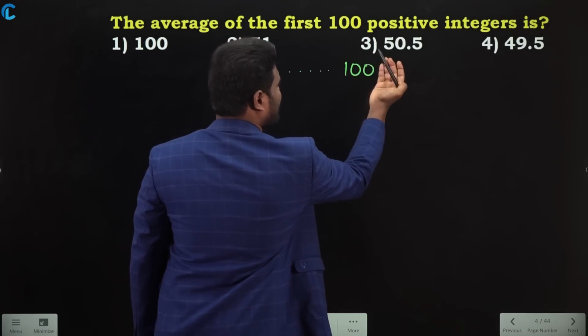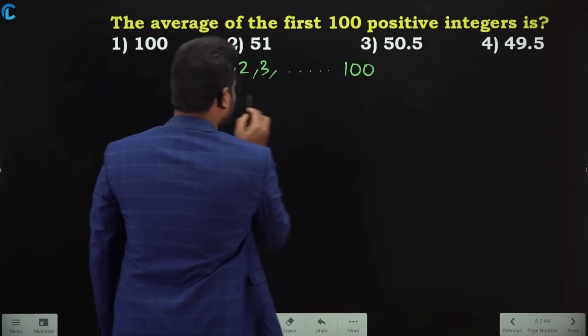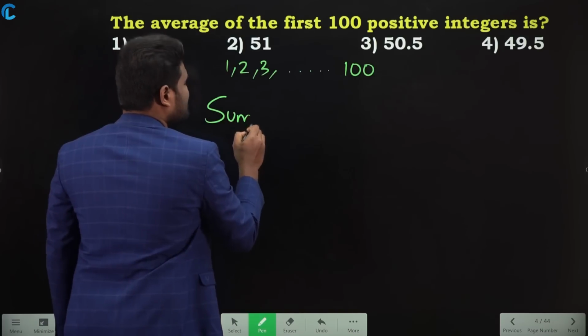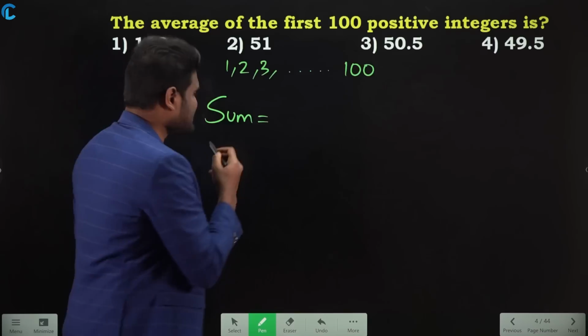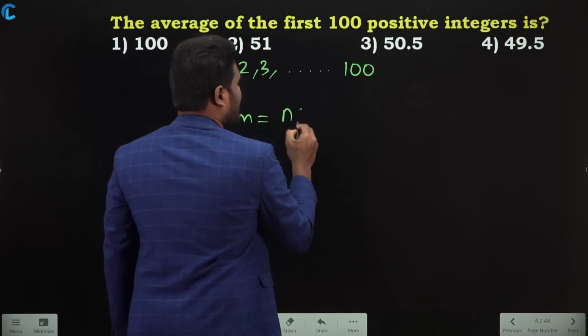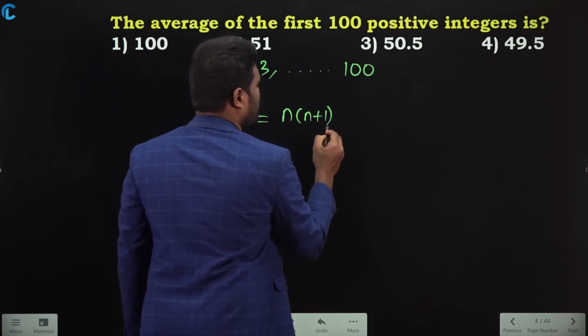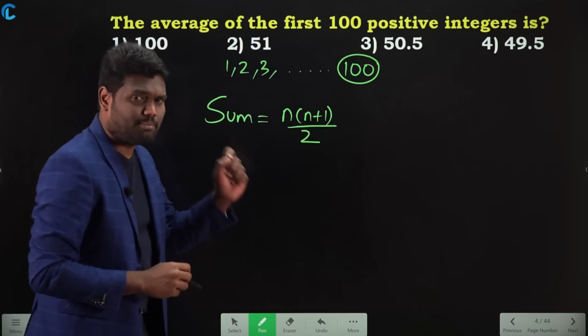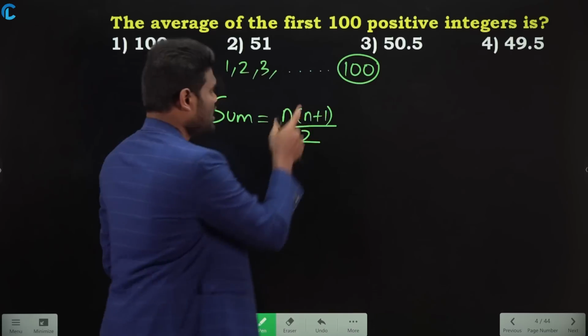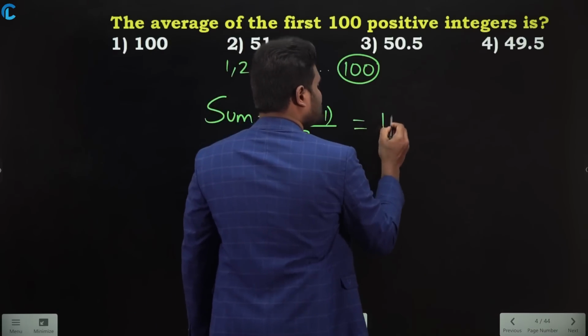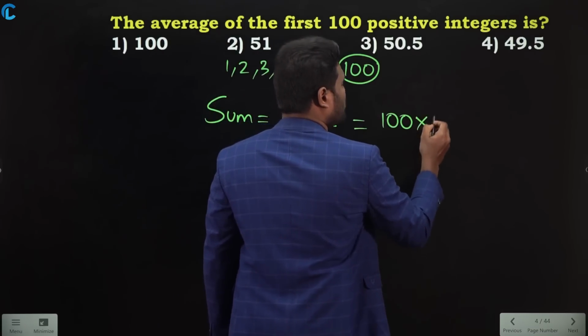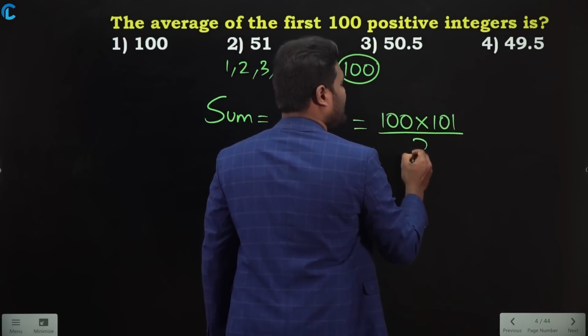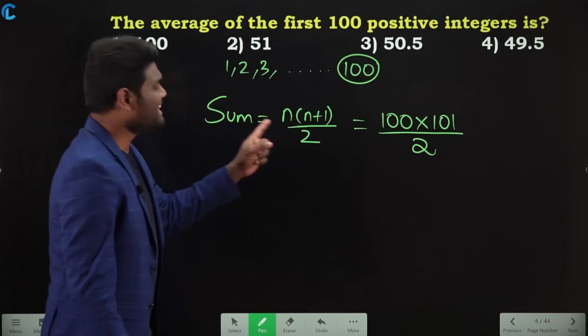Now, if I need to calculate the sum of these numbers, I have just told you the formula. What is that? The sum of n natural numbers formula is n into n plus 1 by 2. Now, what is the value of n? Whatever the highest number we have, that is the value of n. So n is 100. Now this is 100 into 101 by 2. Yes or no? Now this is the sum.